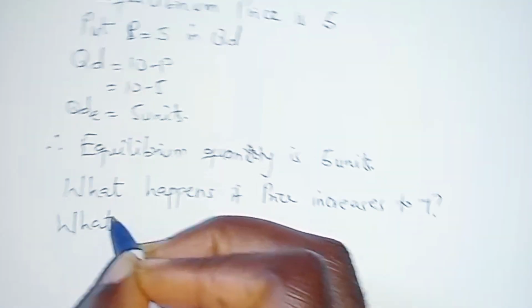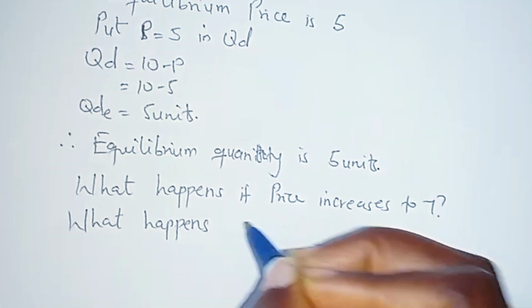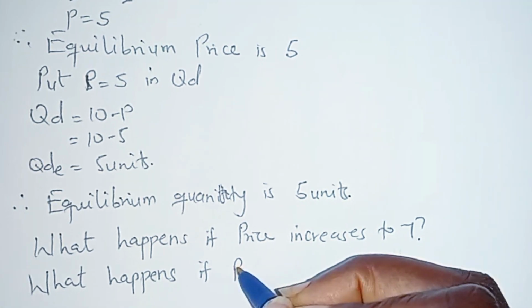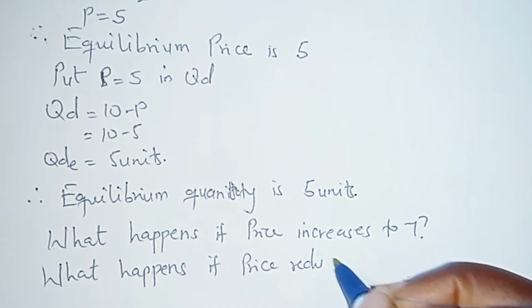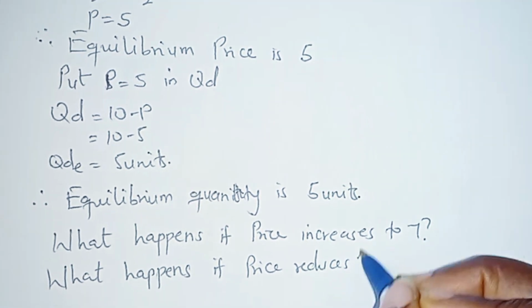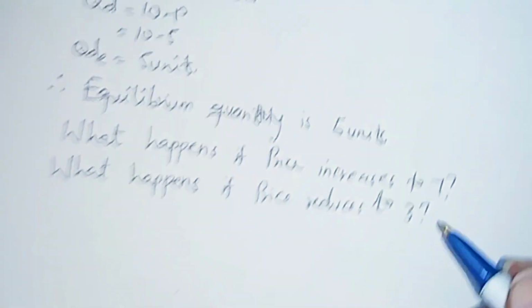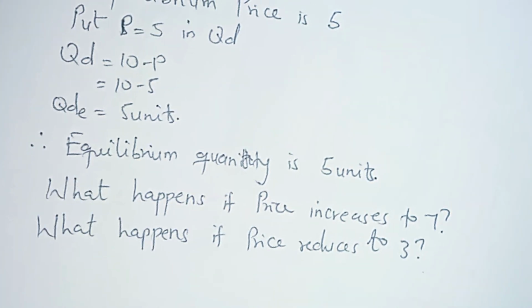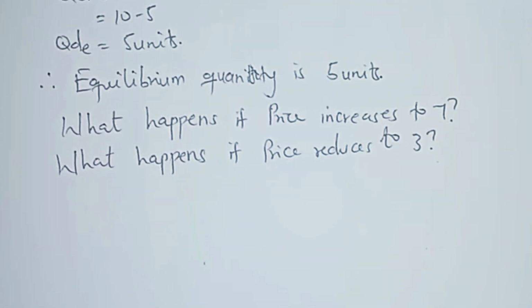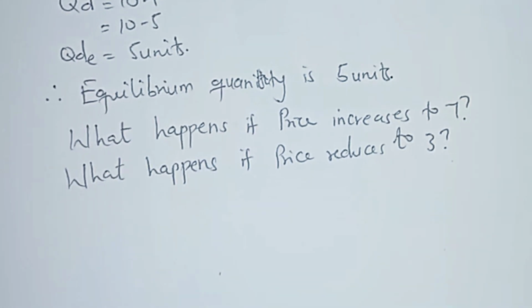And the second question is, what happens if price reduces to 3? As a consumer, what is going to be your reaction when price is reduced to 3? Or as a producer, what are you going to do when price is reduced to 3? Let's not waste much time on this. We are going to make this same analysis using the equilibrium price and the equilibrium quantity on a diagram.